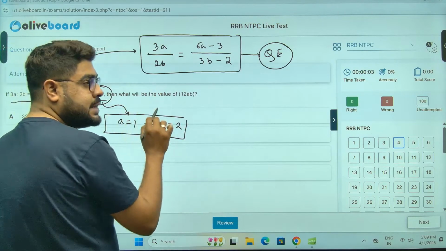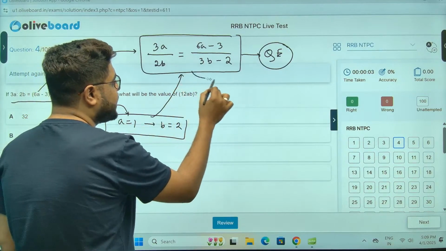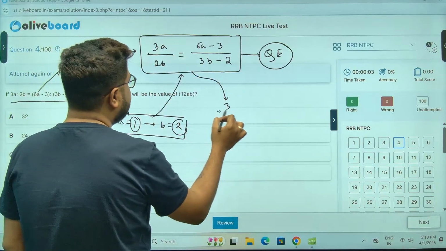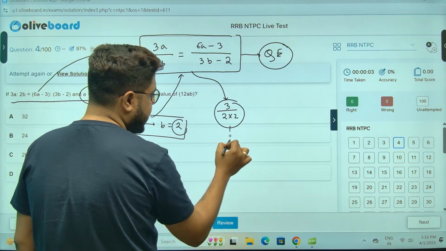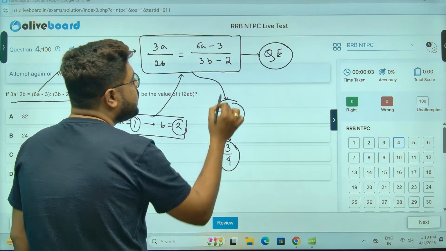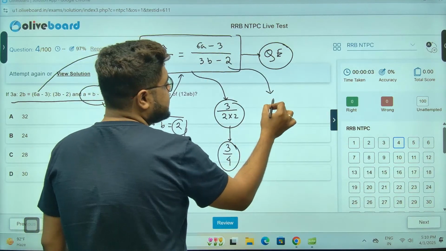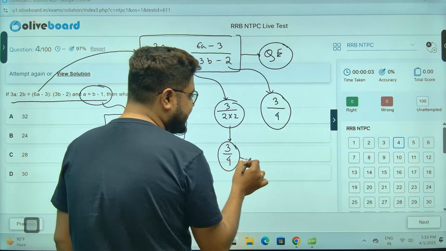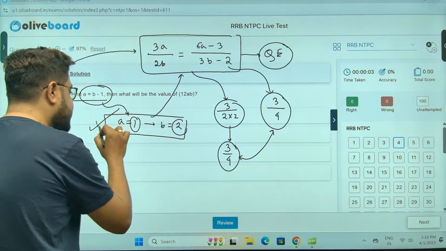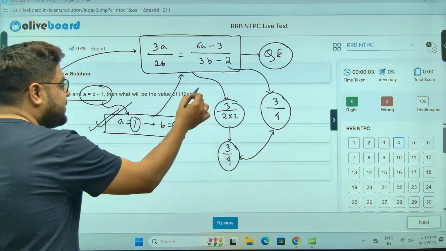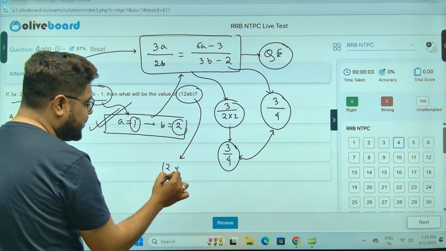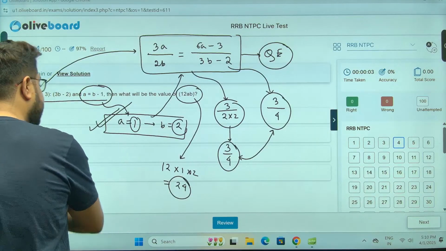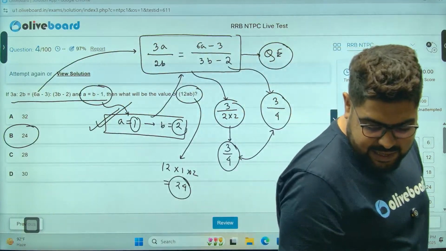Let's see whether putting these values satisfies the equation. A is 1, B is 2. Left hand side: 3 into 1 by 2 into 2, that is 3 by 4. Right hand side: 6 minus 3 is 3, 3B is 3 into 2 is 6 minus 2, so it is also 3 by 4. It is matching, so the set of values I picked is correct. 12AB will be 12 into 1 into 2, so 24 is the answer. Option B.